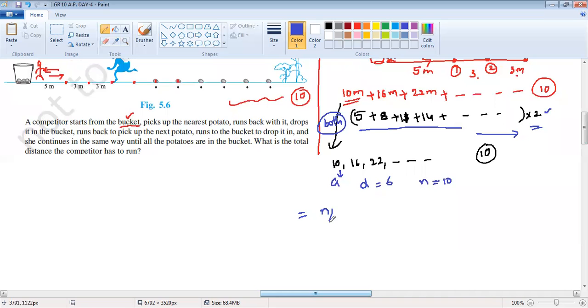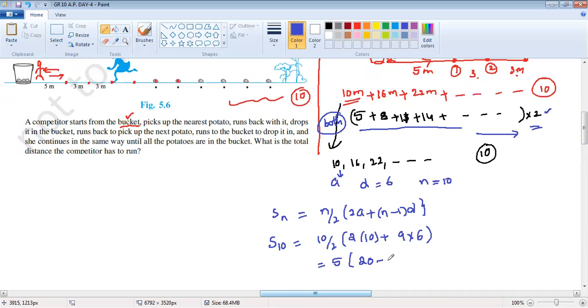So the formula: Sn equals n by 2 into 2a plus n minus 1 into d. Now take S10, n value as 10. 10 by 2 into 2a, 2 into 10, plus 10 minus 1, 9 into 6. So 10 by 2, 5 into 20 plus 9 sixes are 54. So 5 into 74. Totally 370 meters distance she had covered.